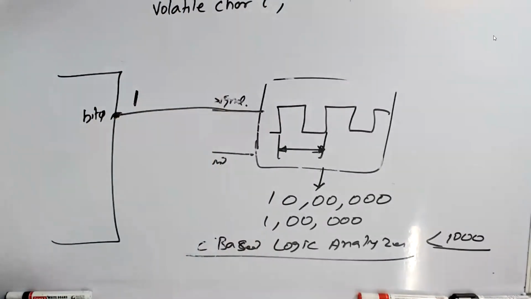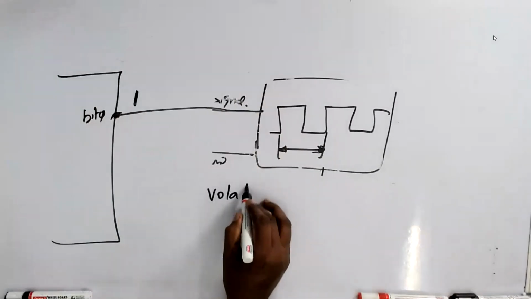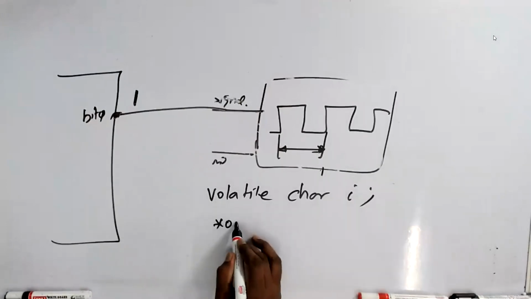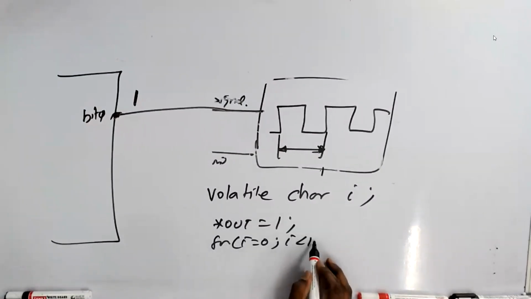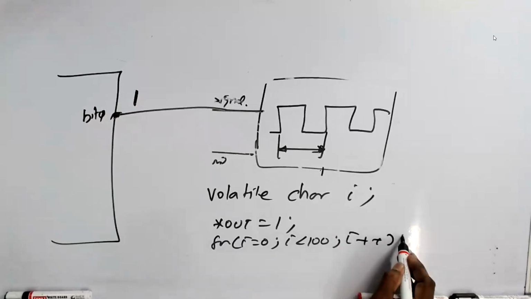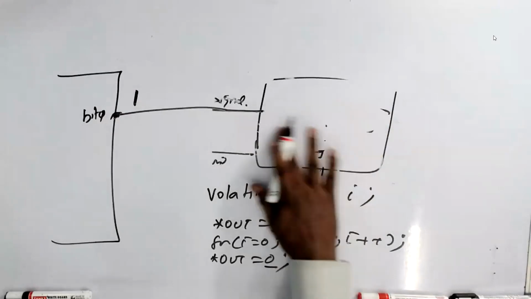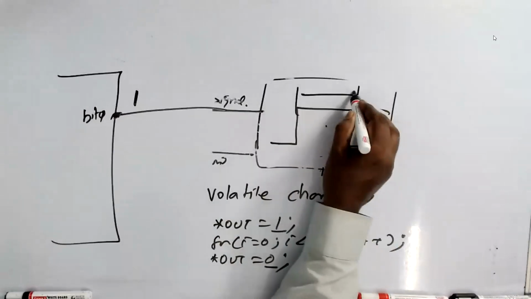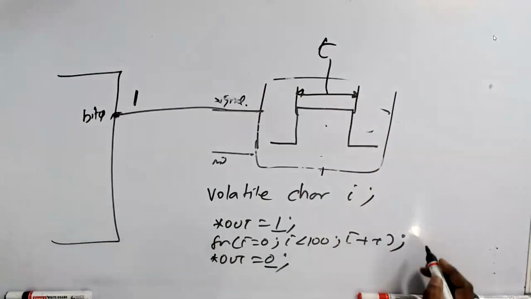Sorry, I don't have space, so I write it here. Volatile char i. Now you say *out = 1. For i = 0, i < 100, i++. *out = 0. See here, you make 1, you make 0. What you get here is a small pulse. You measure the width. You will get the time T. That is the delay, that is the time.